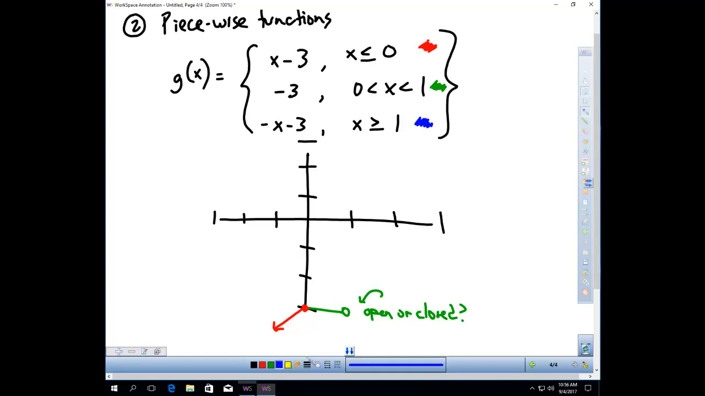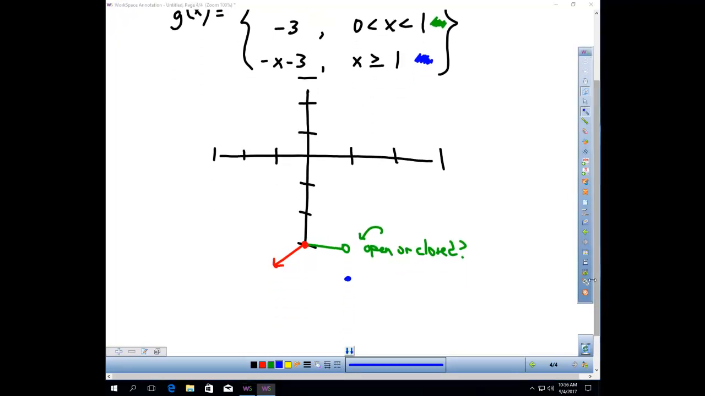And then for the last piece, anytime x is bigger than 1. If x is bigger than 1, I'm plugging the 1 in, so the opposite of 1 is negative 1, minus 3 is negative 4. From there, I have a slope of negative 1, so I'm going to go down 1 and to the right 1. And so I'll have that linear function going down like this. All right, so those are my 3 pieces.